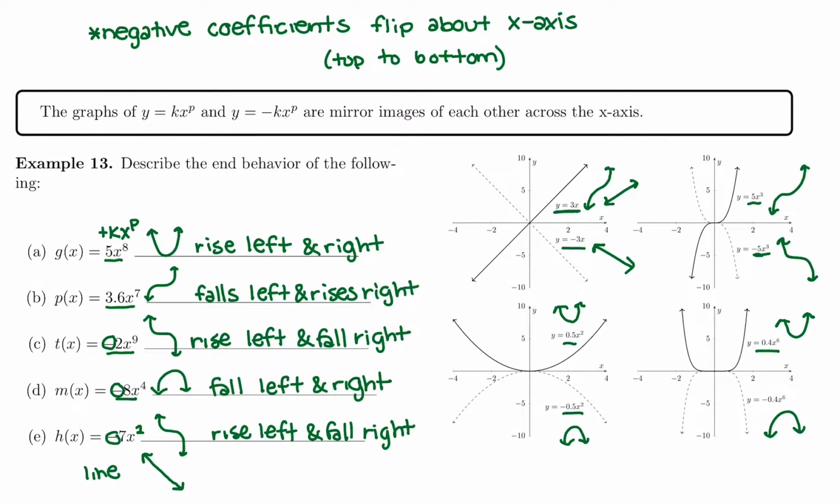So odd ends opposite. It's normally down, up. Unless you have a negative coefficient, it flips it to be up, down. Even, they end the same. It's normally up, up. Unless it flips, it is down, down.